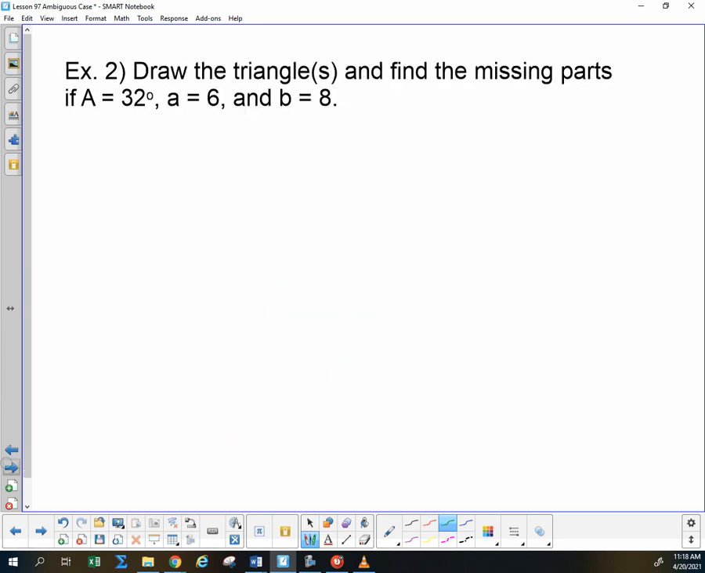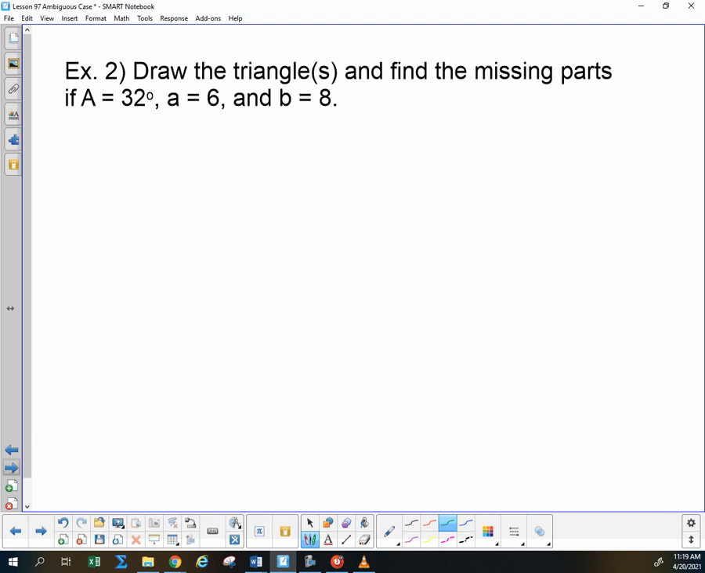Now, when you're doing them in the book, you won't necessarily know what's coming next. So draw it and find the missing parts. They tell us 1 angle and 2 sides. That means we have to find both of the other angles and the one other side, and draw the triangle that goes with that. Or if it's ambiguous, like we're predicting, we need to do 2 sets of those kinds of answers. So first thing I'm going to do is start kind of trying to draw it.